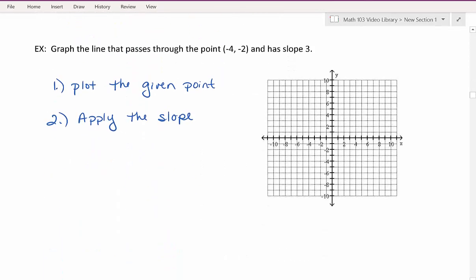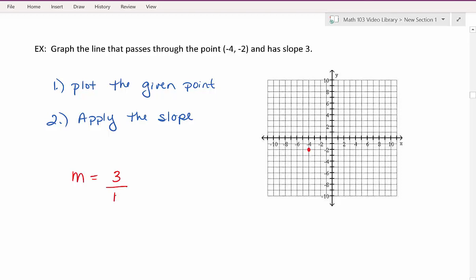So let's plot the point -4, -2. And from here, apply the slope. So for the first time, we have a slope that is not a fraction. It's just a whole number. Anytime you have a slope that's not a fraction and you're graphing, you want to turn it into a fraction by simply putting it over 1.